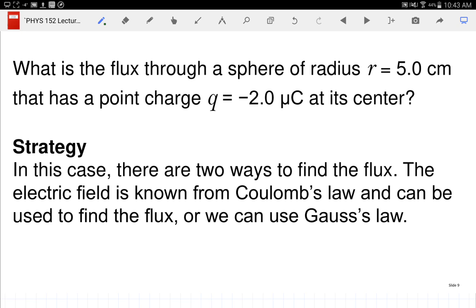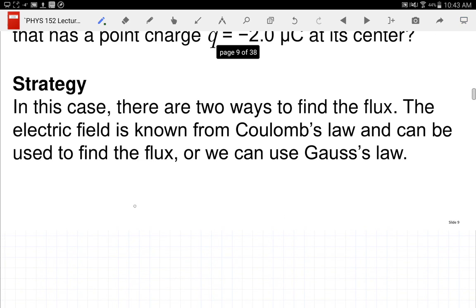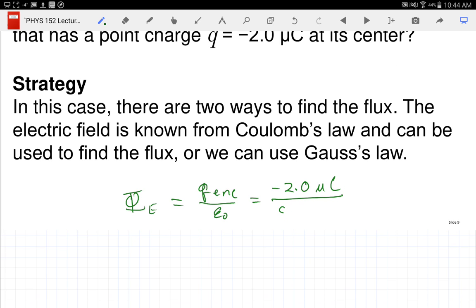How could you find that flux? Go ahead, Austin. Yeah, using the law I just gave you is one of the two ways. Using the law I just gave you, I could say, well, the flux must be equal to the charge enclosed divided by epsilon 0. So that would be minus 2.0 microcoulombs divided by 8.85 times 10 to the minus 12 Coulomb squared per Newton meter squared.